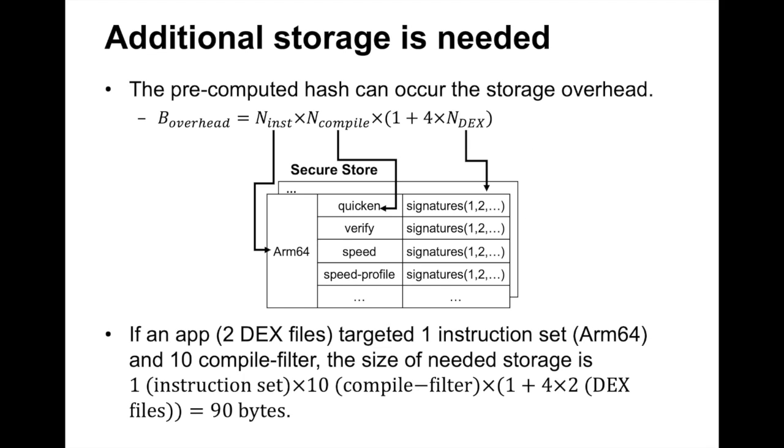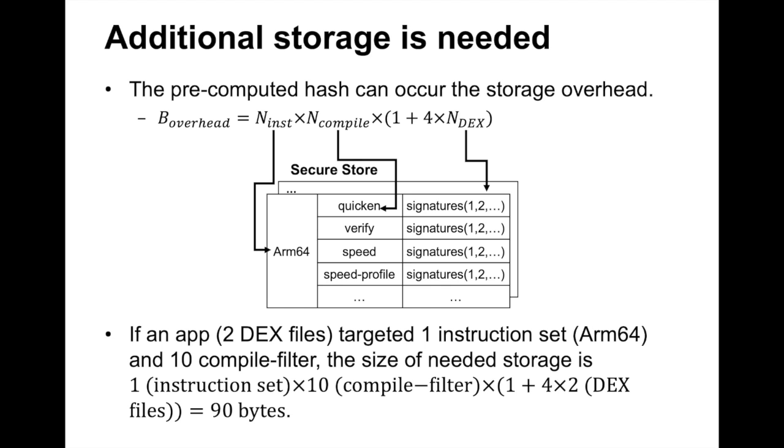In this method, additional storage is needed. The secure store can cause storage overhead. The overhead can be calculated like this. N_inst is the number of target devices, which is similar to the instruction set. N_compile is the number of compile filters. N_dex is the number of DEX files in the target application. The number 1 is to show the compile filter, and the number 4 is the size of the hash value.